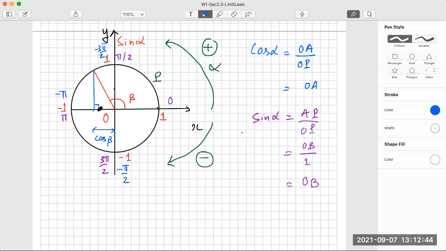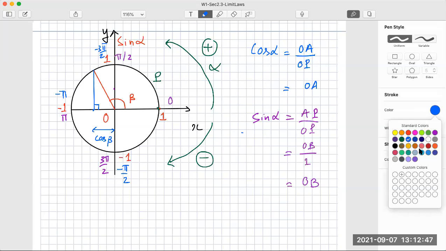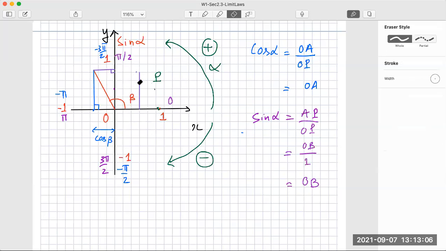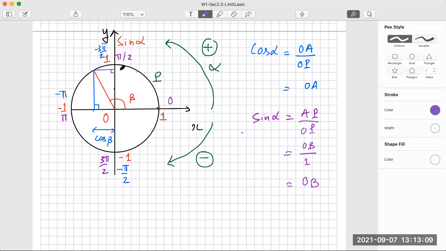How about the sine? Yes, very good. Sine of this angle right here, we project to the sine axis here. And again, this distance tells us about the sine of beta. Okay, good job.